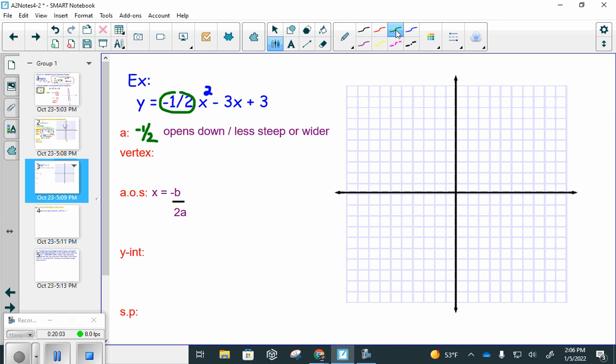And then we're going to work it out to the side. So x equals negative. My b this time is -3, so it's -3 on top, divided by 2 times the a value, and my a in this problem is -1/2.